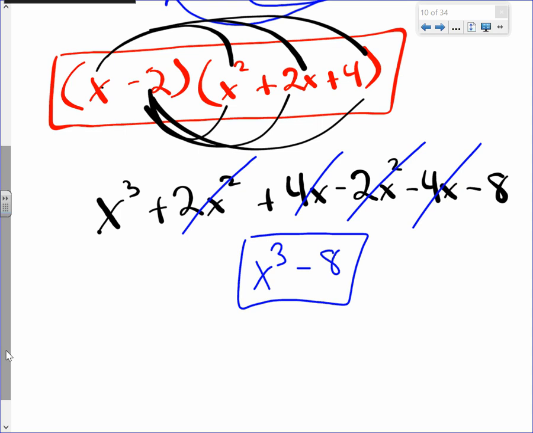Okay? So I'm going to put the sum of cubes, actually the difference of cubes, a cubed minus b cubed, on the board here. That becomes a minus b times a squared plus ab plus b squared. Now for our last technique. So that's a difference of cubes.